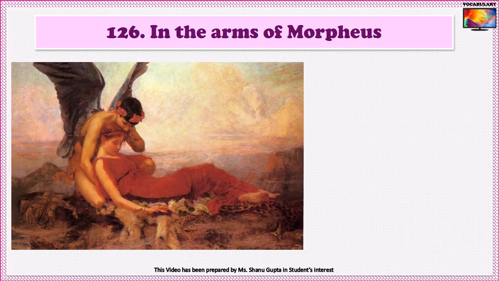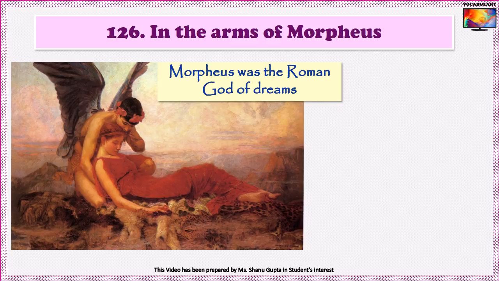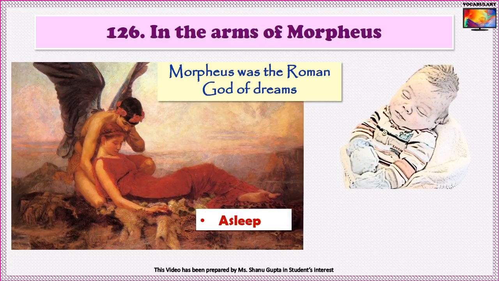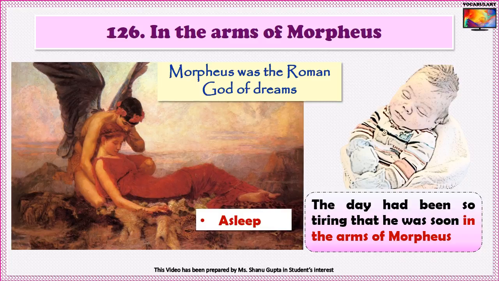Next idiom is, "in the arms of Morpheus." Well, Morpheus is the Roman god of dreams, and dreams generally come when you are fast asleep. So the phrase means asleep. For example, the day had been so tiring, he was soon in the arms of Morpheus.